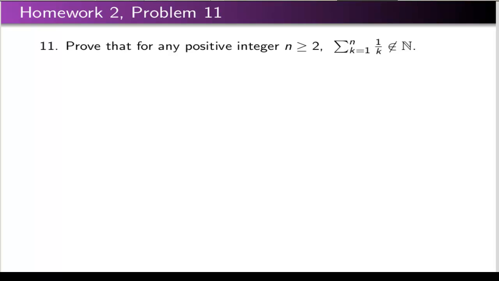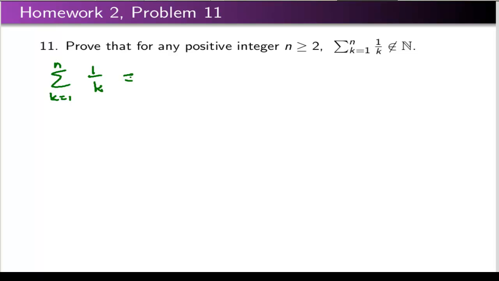Problem 11. Prove that for any positive integer n, the sum of the reciprocals of the first n positive integers is not a whole number. And n has to be at least 2 here, of course. So let's just add up that partial sum of the harmonic series here.